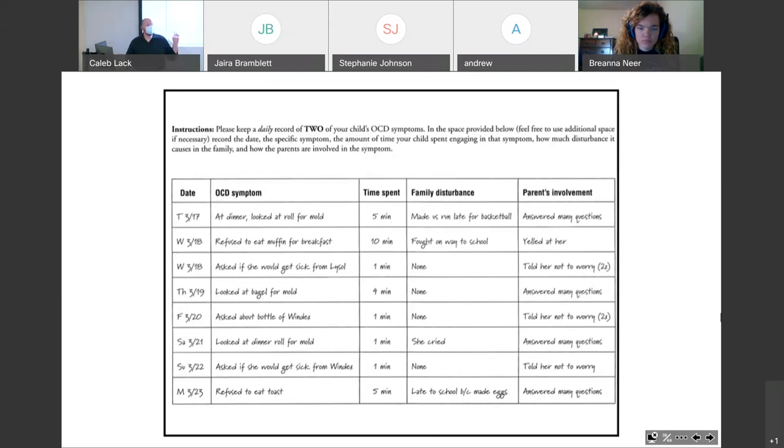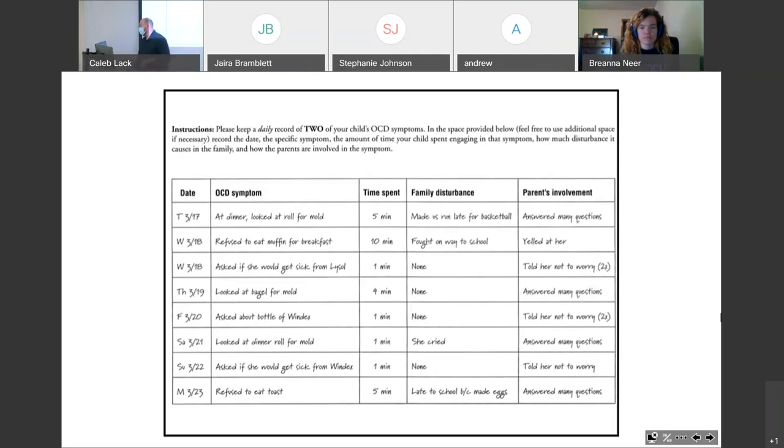So we're making them think, what am I thinking? What's happening with the family? How much time is this taking? And we're really just focusing generally on 1 to 3 symptoms. The reason for that is because we take this a step at a time. We're not going to try and treat everything all at once.